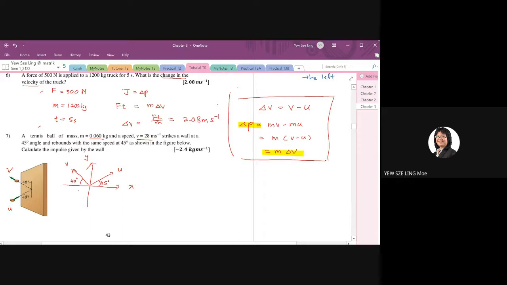In this case, we can calculate impulse by using just the x component. Why just the x component? Because for the y component, if you find the change in momentum, then Vy and Uy would be equal, so Vy minus Uy equals 0. So we just need the x component, because both u and v are heading upwards. If you want to find the change in momentum, the y part is going to be 0. Therefore, we use only the x component.